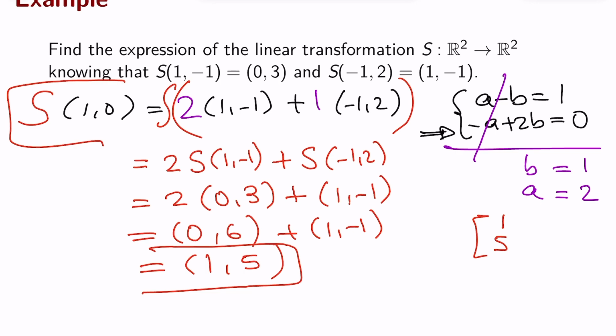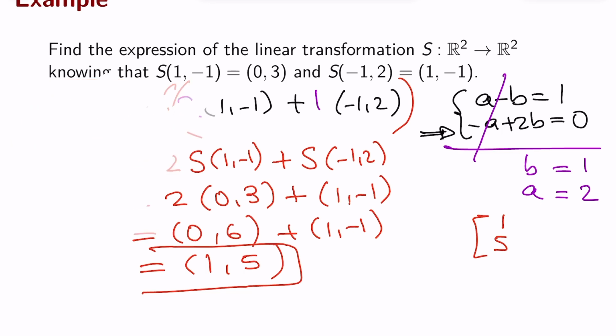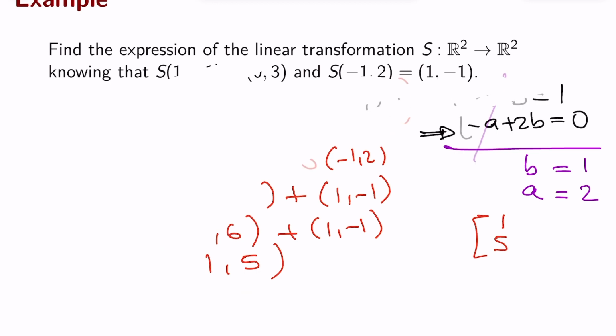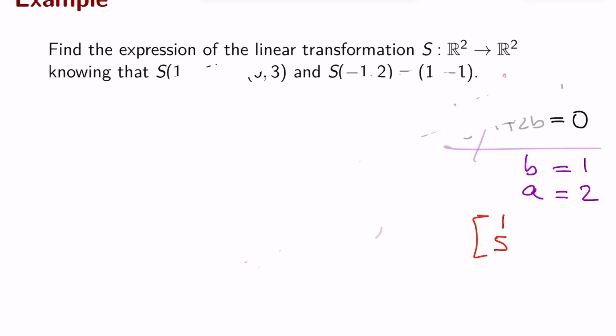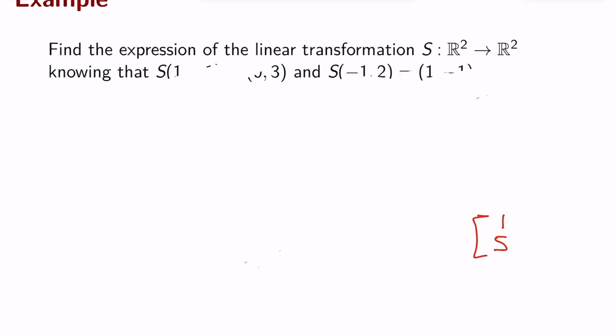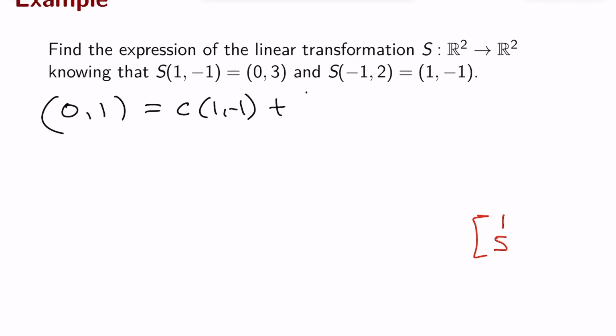Well, in the same way, you do the same for the other one. So instead of (1, 0), you are going to do it for (0, 1). So you do all the same now for (0, 1). All the same means you are going to write down (0, 1) as a linear combination of the two same vectors. Let's say C times (1, -1) plus D times (-1, 2).